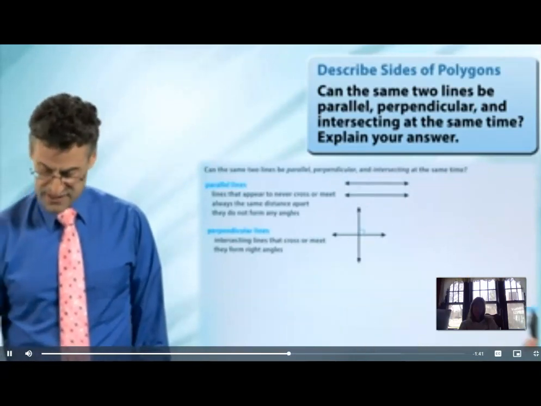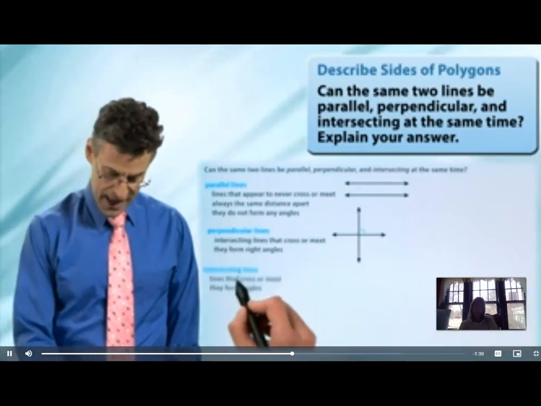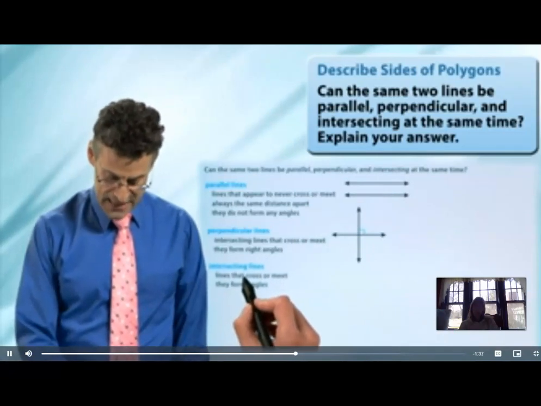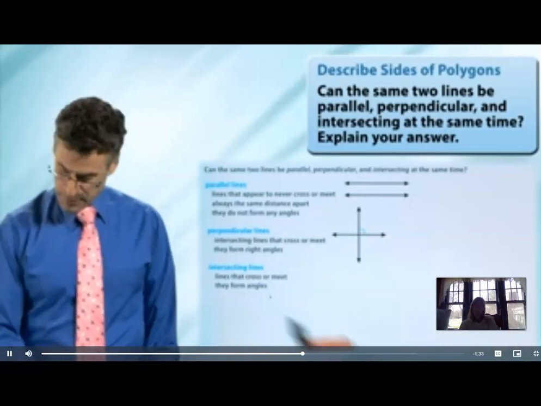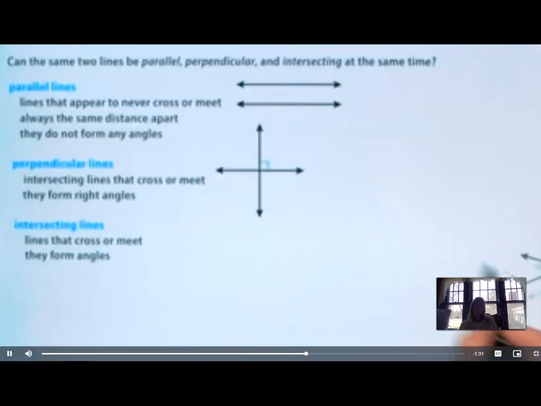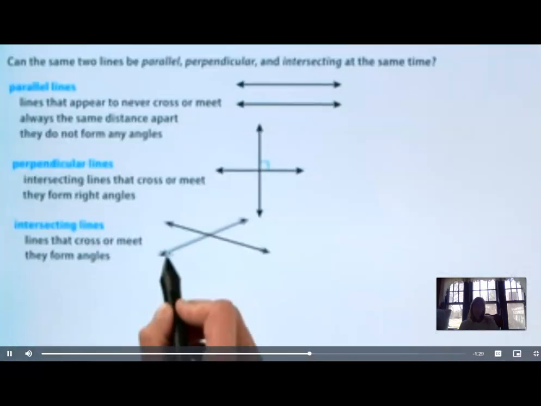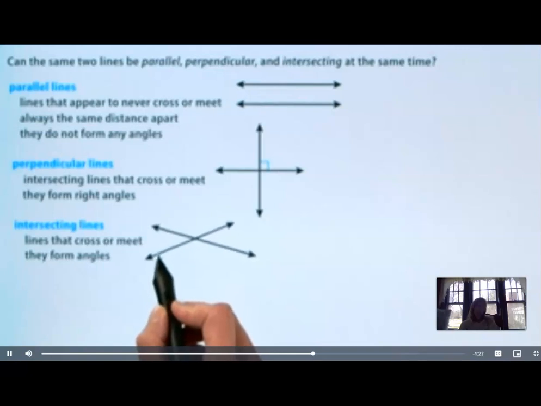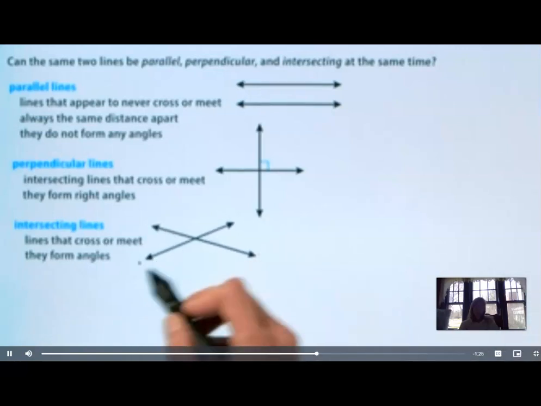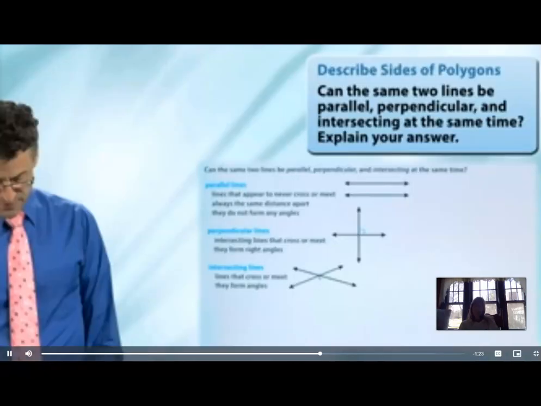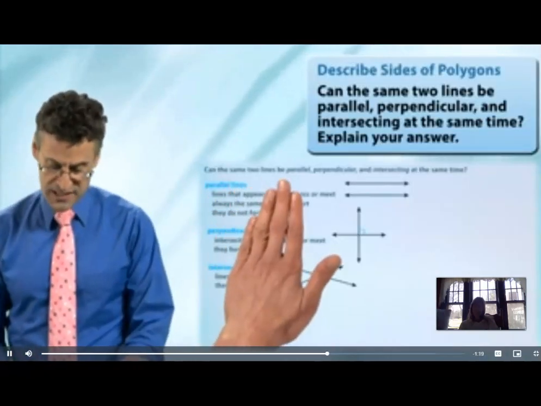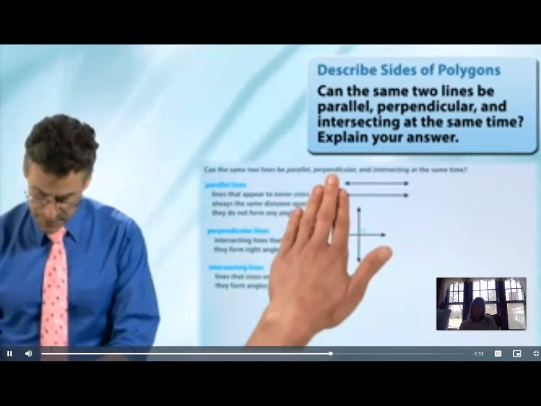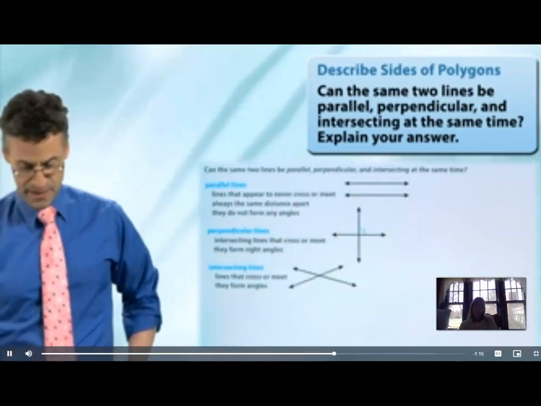Now, intersecting lines is kind of a general version of that. Intersecting lines do cross or meet, and they form angles. And so here's some intersecting lines. They're intersecting lines because they do cross, they meet at a point. So, can the same two lines be parallel, perpendicular, and intersecting at the same time?